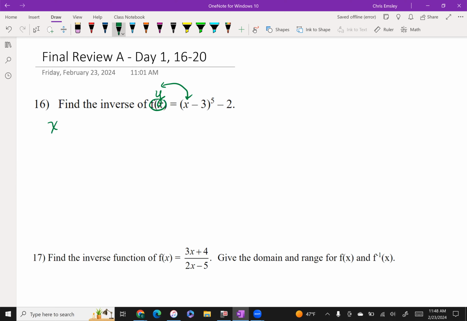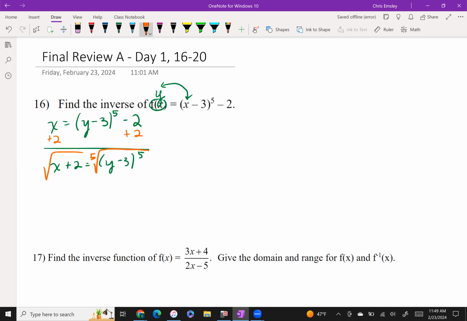So we are instead going to have x equals y minus 3 to the fifth minus 2, and then we want to solve for that y value. So first step, let's move that 2 over to the left. Then we need to get rid of the exponent. So we are going to use a radical. Specifically, we're going to take the fifth root of each side of our equation. On the right, that fifth root and that exponent cancel each other out. So our final step to solve for y, we're going to add 3 to both sides.